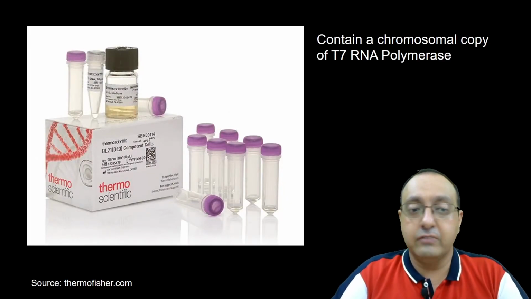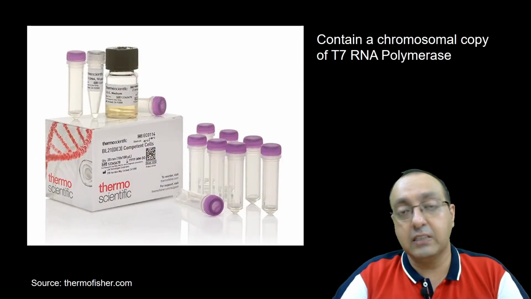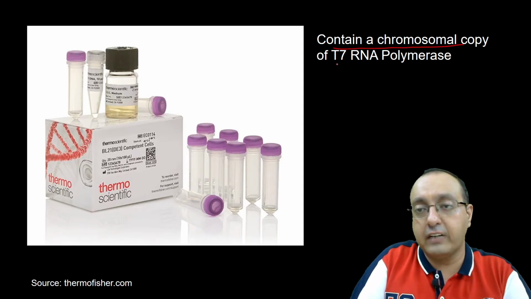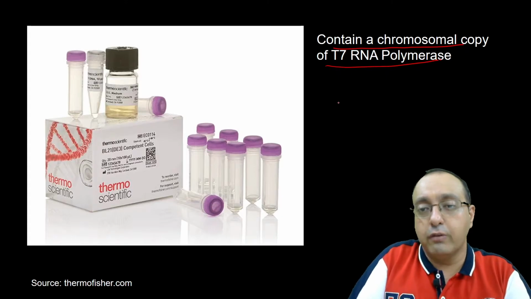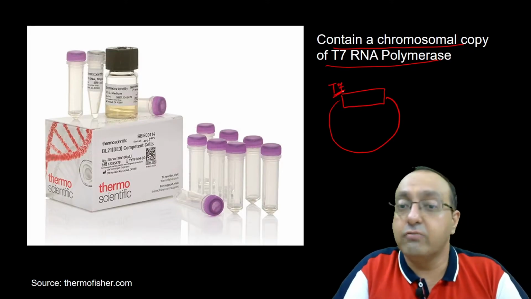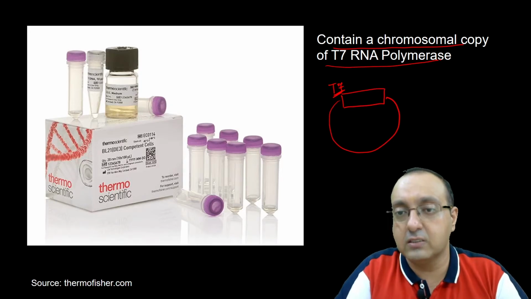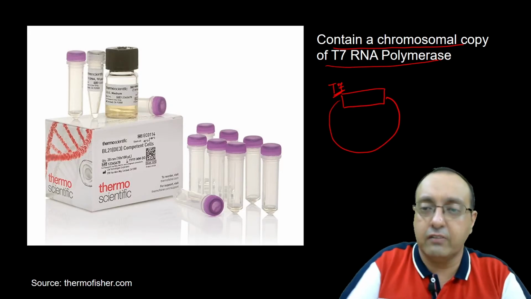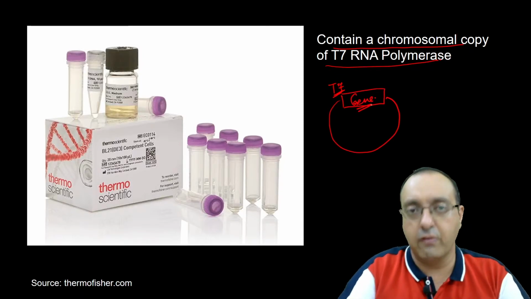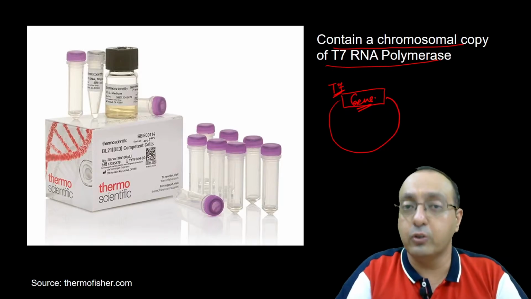And here we have the bacteria. So this is the host, which contains a chromosomal copy of T7 RNA polymerase. We want very high amounts of our gene to be produced, so usually T7 RNA polymerase is very helpful. Its promoter is already cloned upstream of the gene that we have, and we use various vectors, which we will see, to produce this protein.